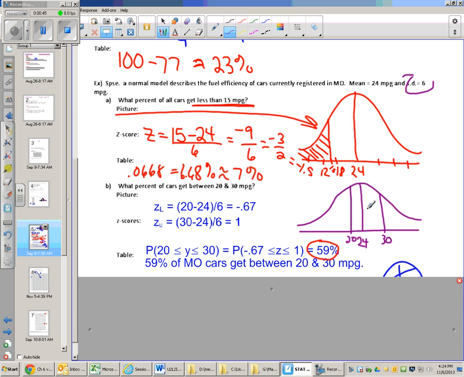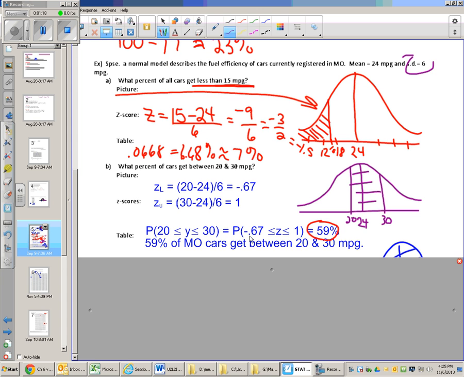So the percent that get between 20 and 30 miles per gallon is this percent right here, this area in between those two boundaries. So how do we find that? Well, basically we need to get the z-score for both of those values. So I denoted them as z sub L and z sub U for lower and upper. So the lower z-score, the one with a value of 20, is 20 minus the mean of 24 divided by the standard deviation of 6, which gives you negative 2/3 or negative 0.67. And then the upper, 30 minus 24 divided by 6, is exactly one standard deviation away, which we already knew.